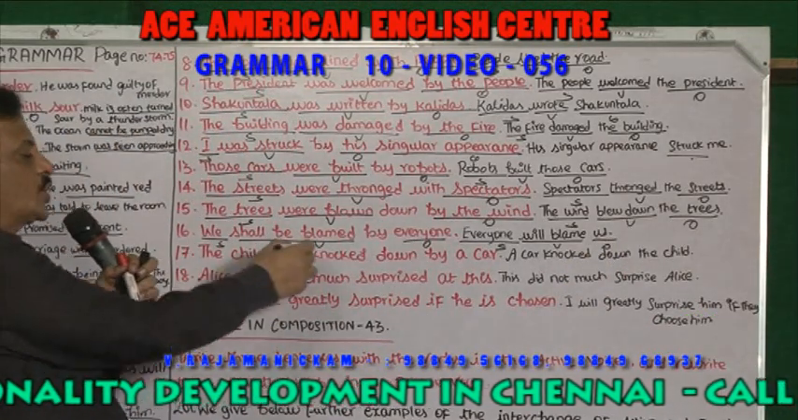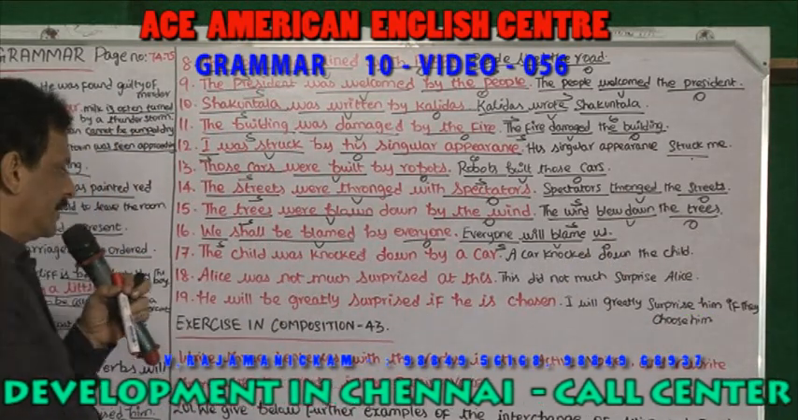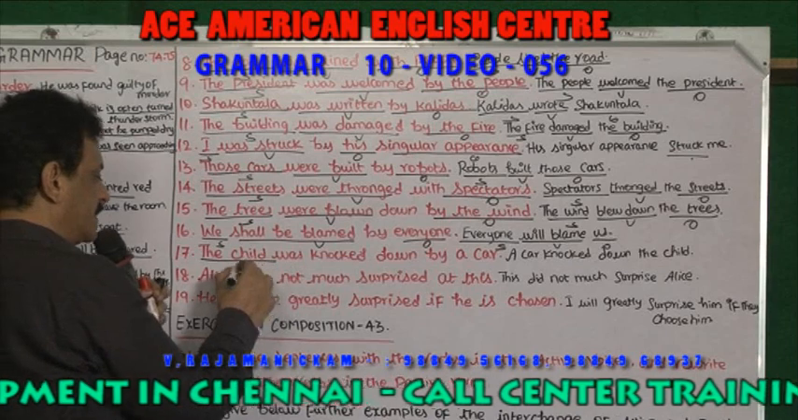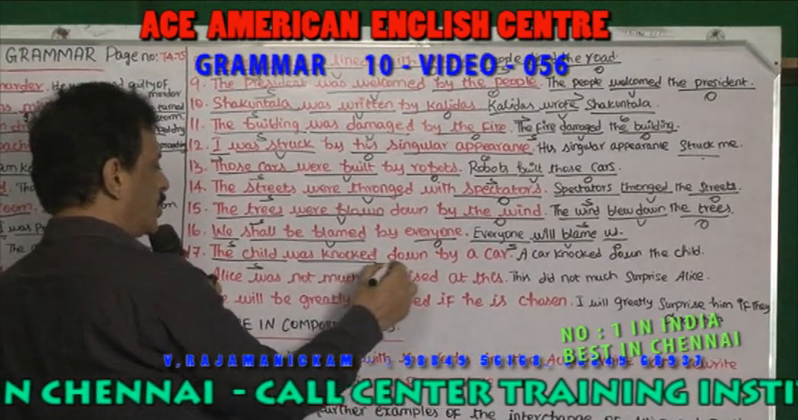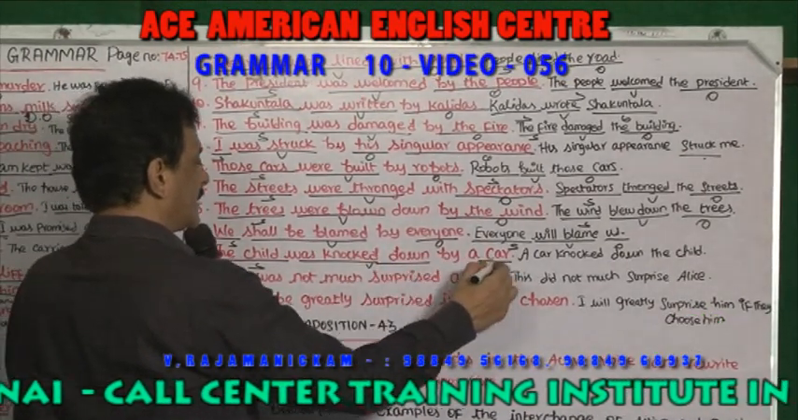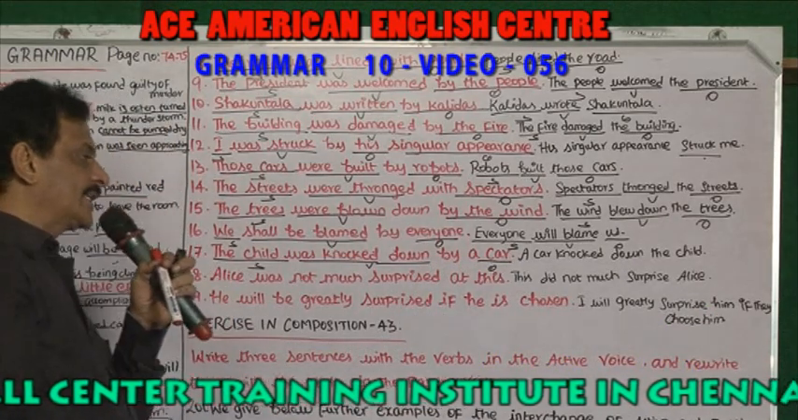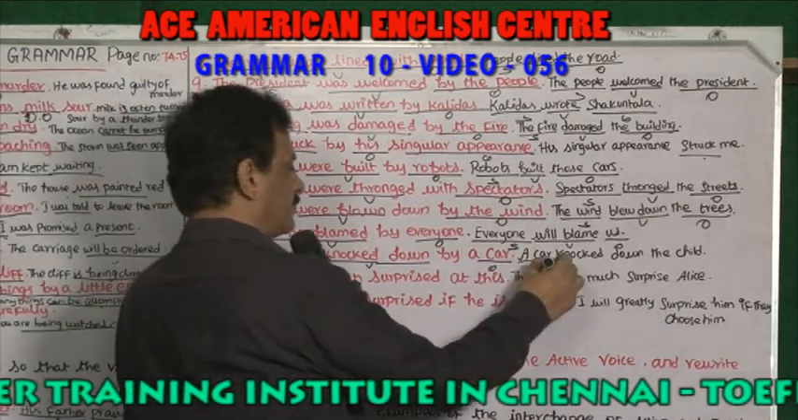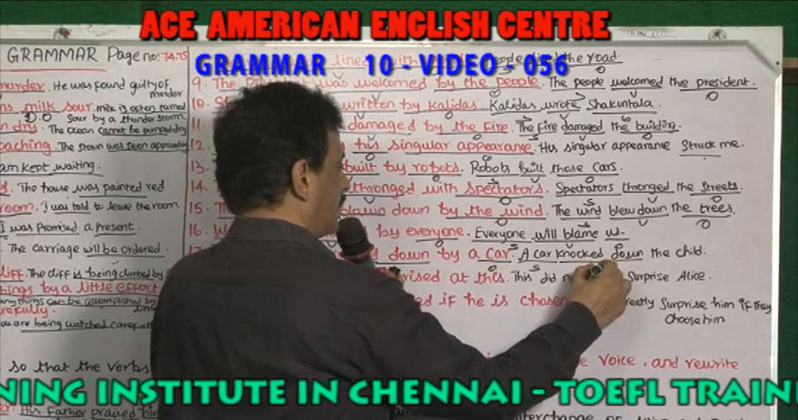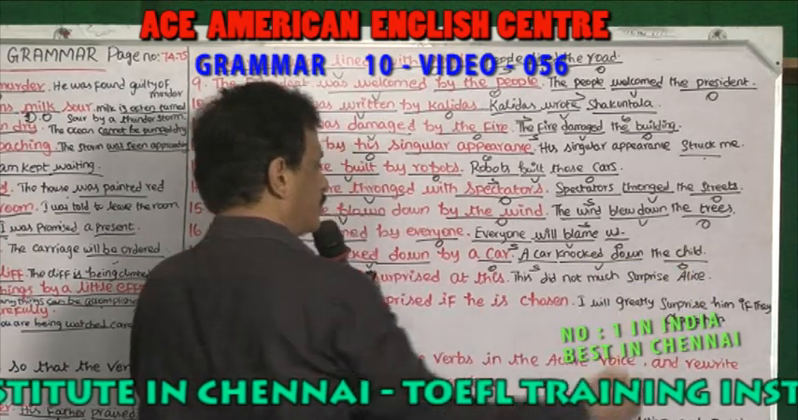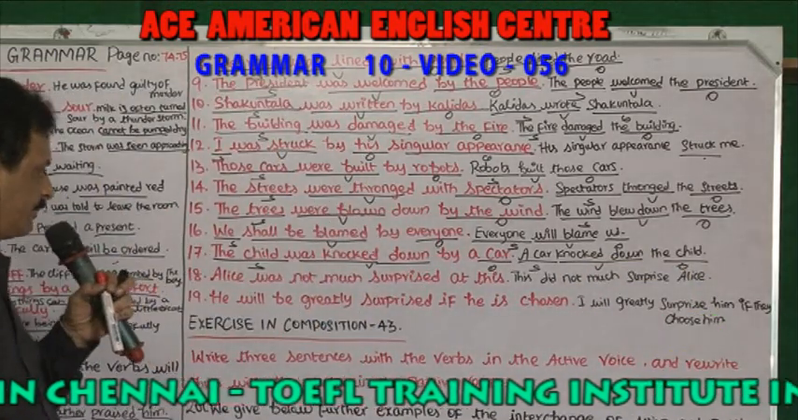The child was knocked down by a car. In passive voice, the child is the subject. Was knocked down is the verb. By a car is the object in passive voice. So in active voice, a car becomes the subject. Knocked down is the verb. The child becomes the object in the active voice.